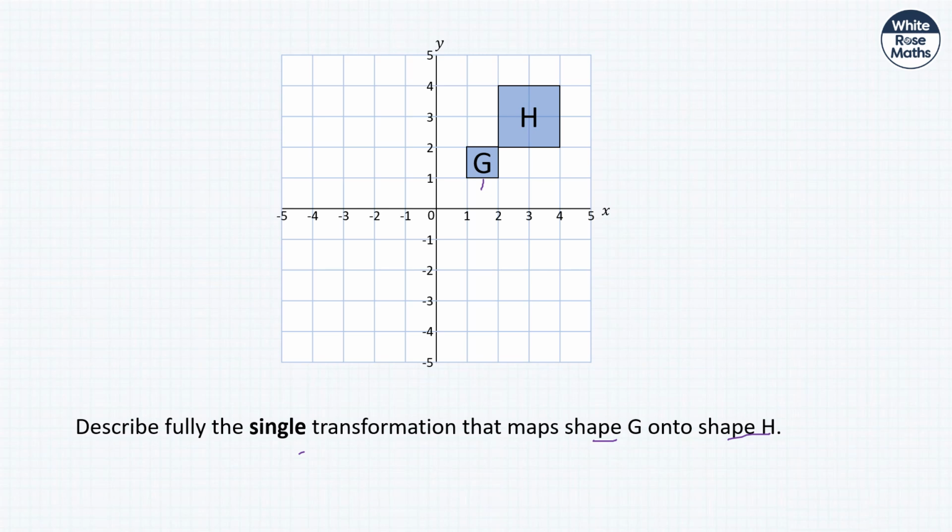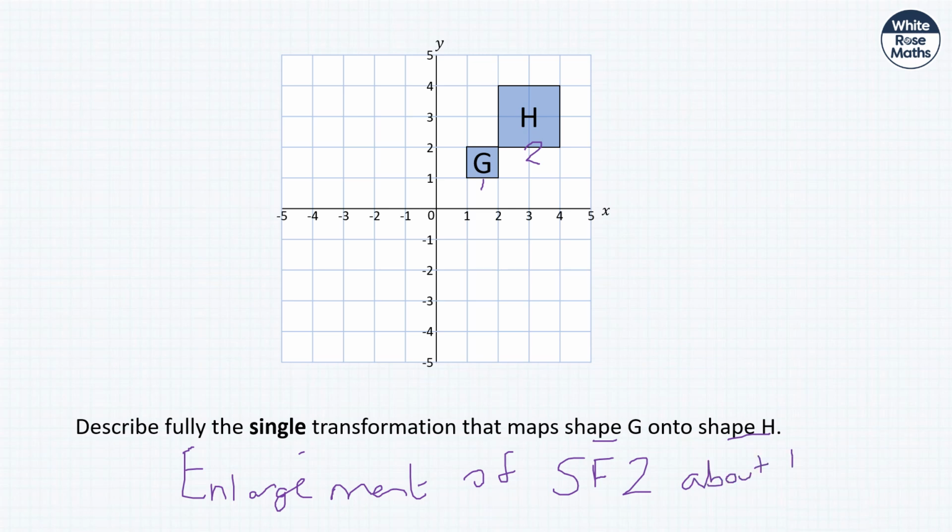So from G to H, we times it by 2, so it's an enlargement. So enlargement with scale factor 2 about the point. Okay, and I'm guessing it will be the origin. Yeah, so it's going to be the origin.